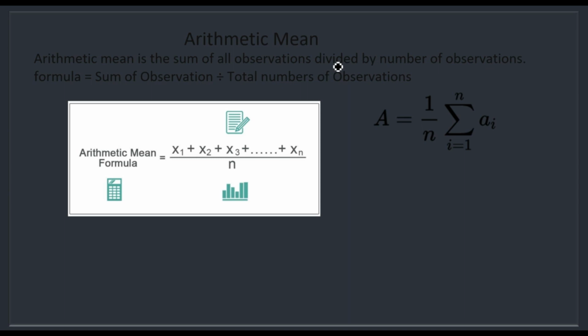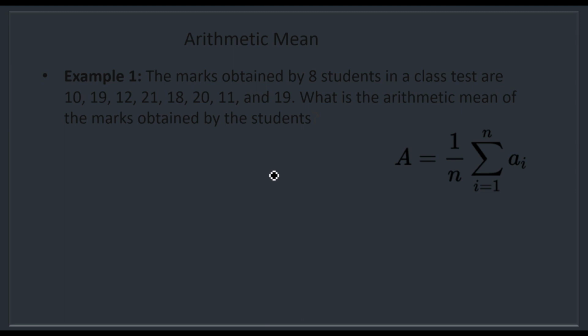So the arithmetic mean is the sum of all observations divided by the number of observations. The formula is the sum of observations divided by the total number of observations. If we have n observations, or maybe 10 observations, we add all the observations and divide by the number of items in the data set. That is the calculation of the arithmetic mean.